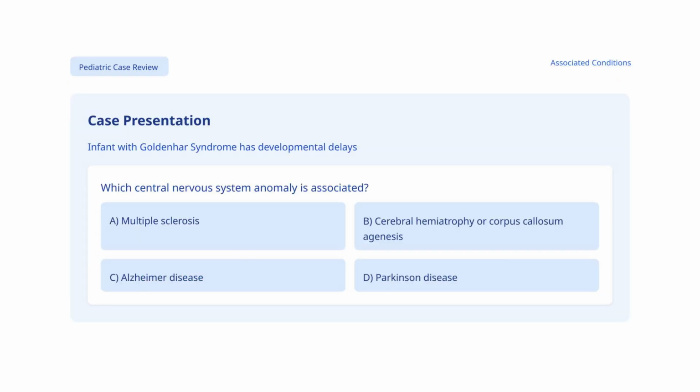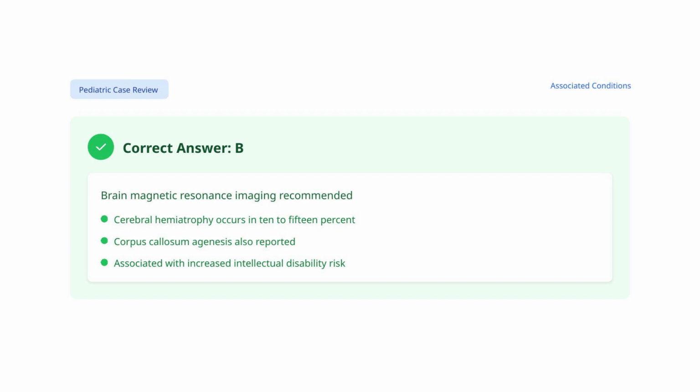An infant with Goldenhar syndrome demonstrates developmental delays. The question asks, which central nervous system anomaly is associated with this syndrome? Option A, multiple sclerosis. Option B, cerebral hemiatrophy or corpus callosum agenesis. Option C, Alzheimer's disease. Option D, Parkinson's disease. Consider structural brain malformations. The correct answer is B.